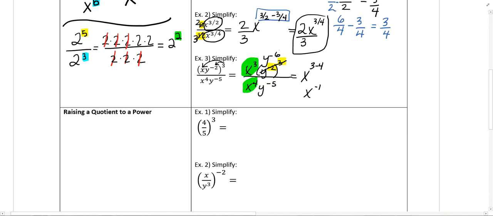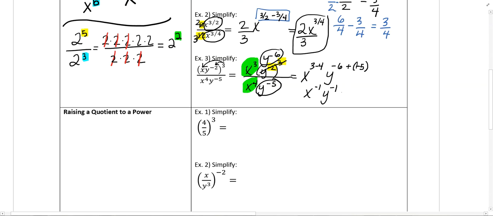For the y's, we have y to the negative 6 and y to the negative 5th, so that's going to be y to the negative 6th minus negative 5th, which is going to turn into addition. And that's going to be y to the negative 1 as well.